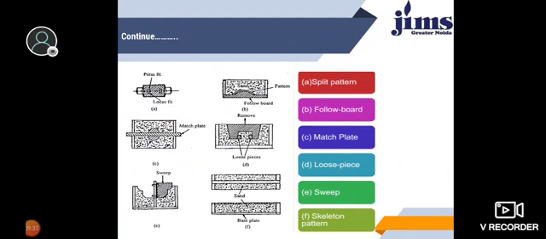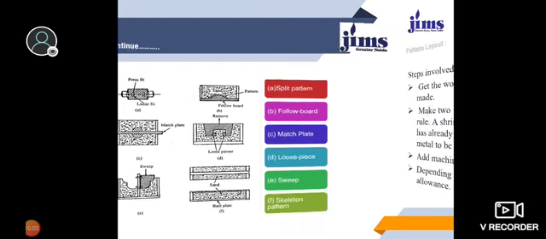These are the examples. Number 1 is the split pattern, number 2 is the follow board pattern, number 3 is the match plate pattern. You can see that in the match plate pattern, the cope part and the drag part are divided by the parting line, and both parts should match with each other. That is why it is called a match plate pattern. Then we have the loose piece pattern, then the sweep pattern, and last is the skeleton pattern.